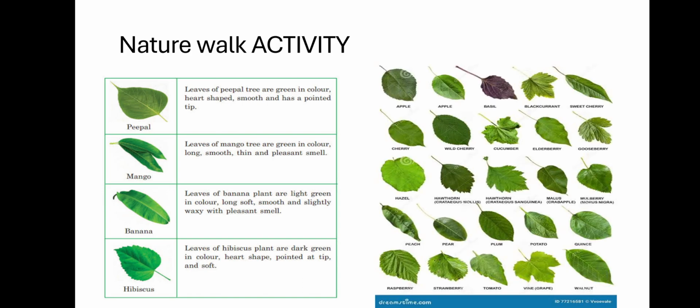Now you can see these various different leaves of different fruits and plants. Oval shapes are there, round shapes, then the heart shape, all that you can see in this picture, and you can see which leaf is of which tree or plant.